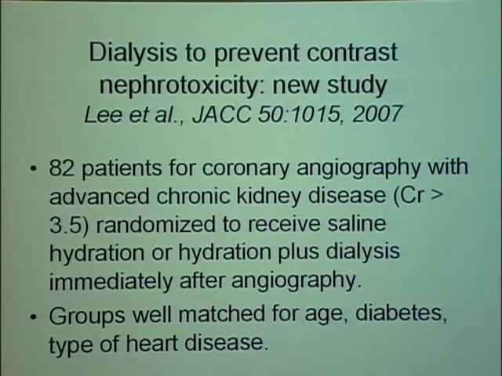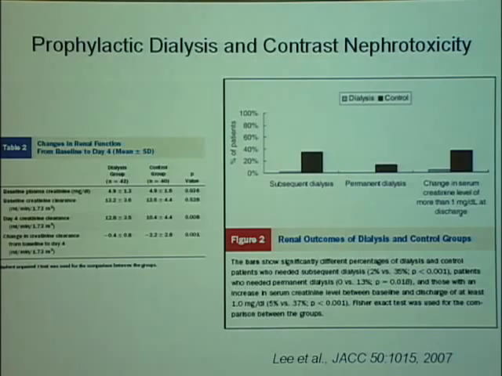But in September, a group from Taiwan published this very well-designed study. 82 patients who were getting coronary angiography who had advanced renal insufficiency were randomized to either get saline hydration prophylaxis or get dialysis. They got dialyzed, and not the most aggressive dialysis treatment in the world, as soon as they could after angiography. It ended up being about an hour after they got their first bolus of contrast that they got on the dialysis machine. And these groups were pretty well matched. The outcome was dramatic.